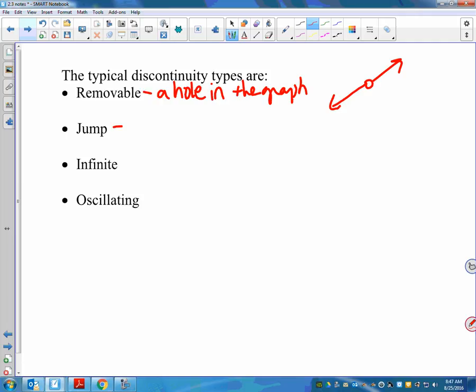A jump discontinuity is exactly what it sounds like. It's a jump in the graph, or we can say a gap in the graph. We've seen a lot of those with our piecewise functions where a limit doesn't exist. A nice example of that would be a step function. That's a jump discontinuity. Like it jumps. You can't just fill it in with one dot because there's a jump, a gap.